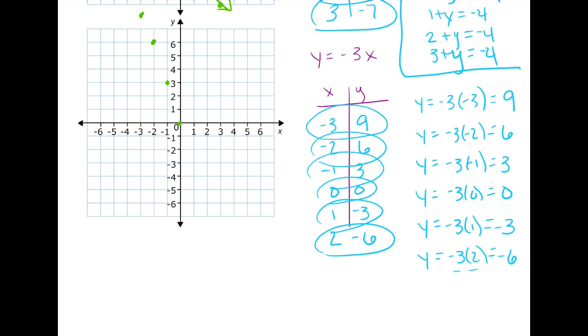0, 0 is right here in the center where both the x and the y are 0. Now y is negative, so my x is positive and my y is negative. And similarly with 2, negative 6. And again, if we connected these dots, what we would see here is a line.